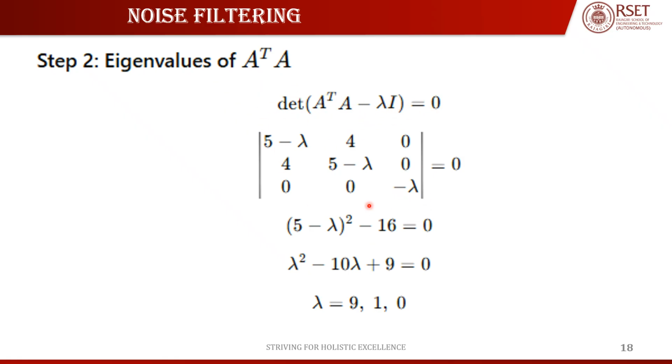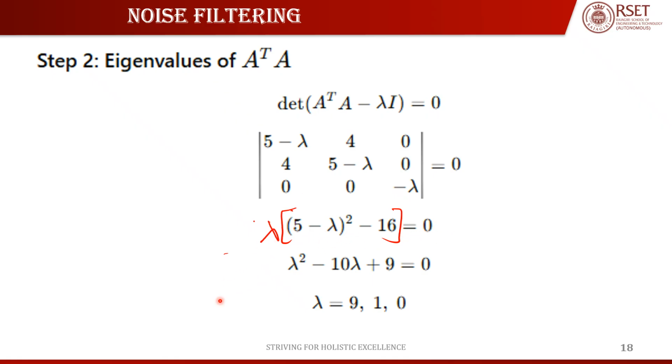We'll form the equation. By forming the matrix A transpose A minus lambda I, you will be getting this matrix, and by finding the determinant of this matrix, you will note that your equation will be lambda into (5 minus lambda) the whole square minus 16 is equal to 0.